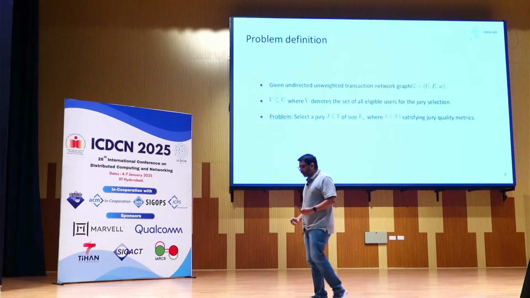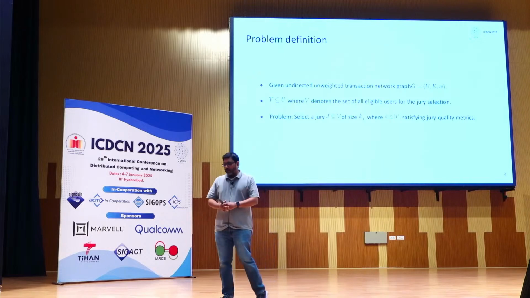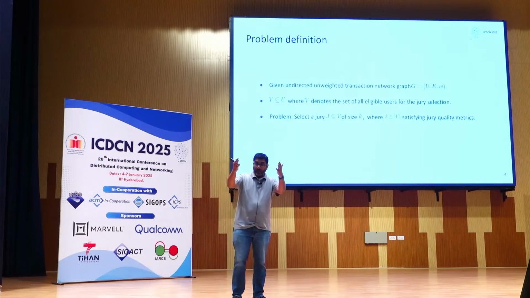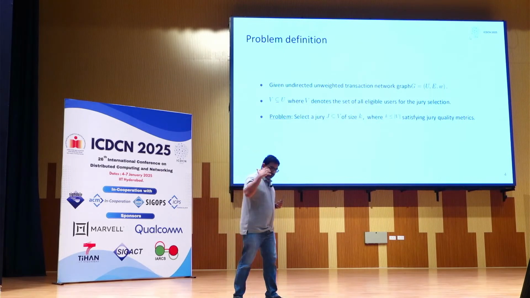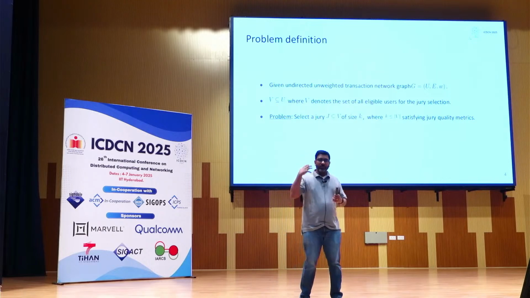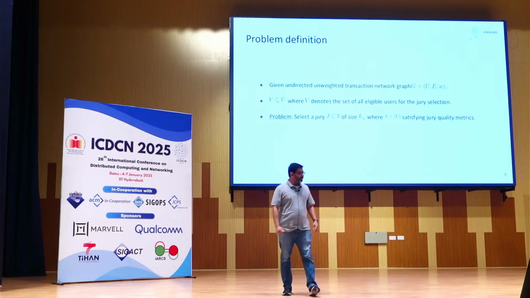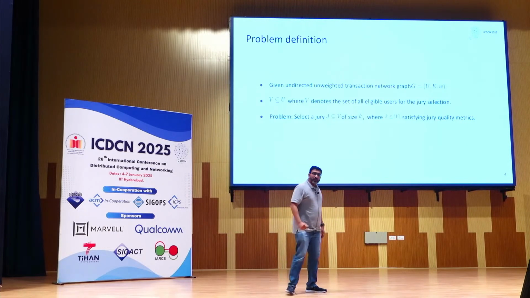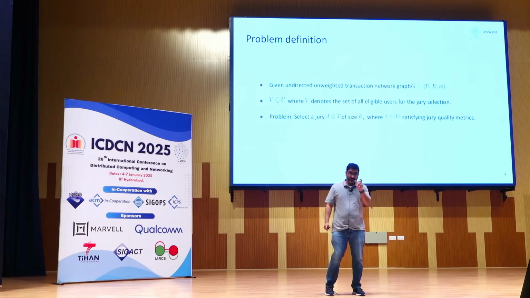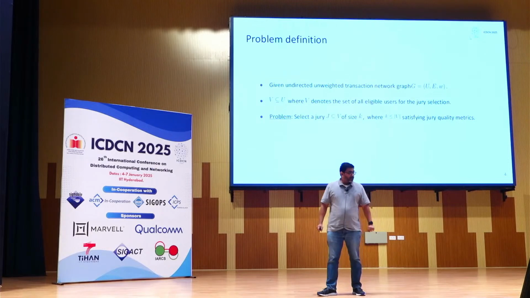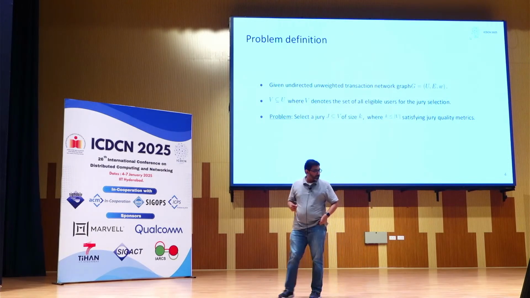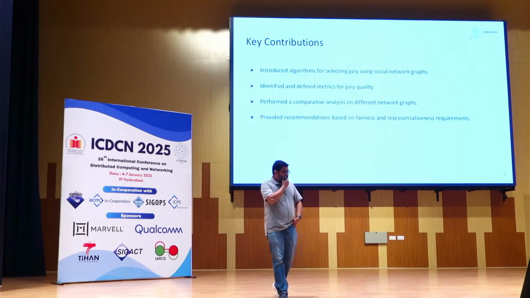If you look at any of the classical algorithms, one-on-one type problems, like MIS, for example, or anything like that, it's a one-shot problem. Here, it's a repeated problem. Every time there's a dispute, we need to select a new set of jury members. So we have to select a jury set J, which is a subset of the eligible set, and it has to be of a particular size.